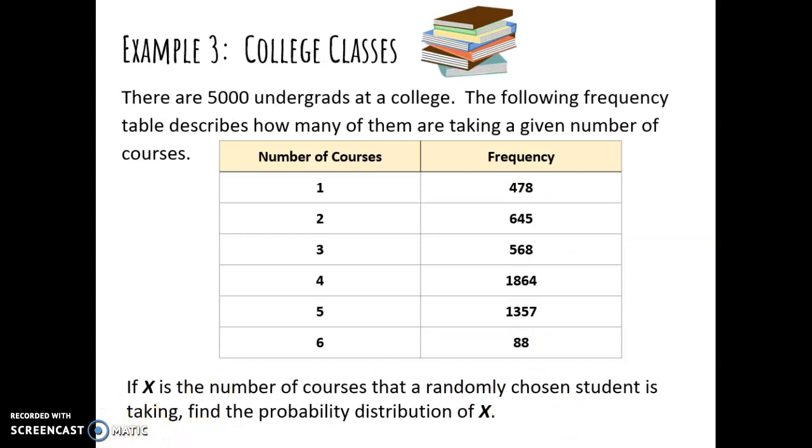Take a look at this example. There are 5,000 undergrads at a college. The following frequency table describes how many of them are taking a given number of courses. If x is the number of courses that a randomly chosen student is taking, find the probability distribution for x. So these numbers here, 1, 2, 3, 4, 5, and 6, are your random variables. So those you've already got listed. Now you just want to find the probability of each. So pause the video and see if you can try this.